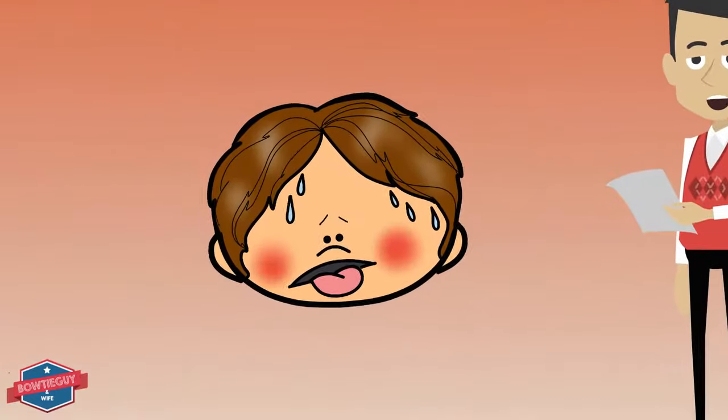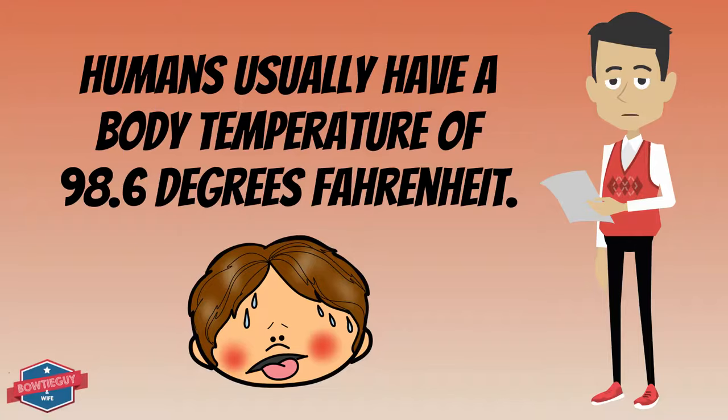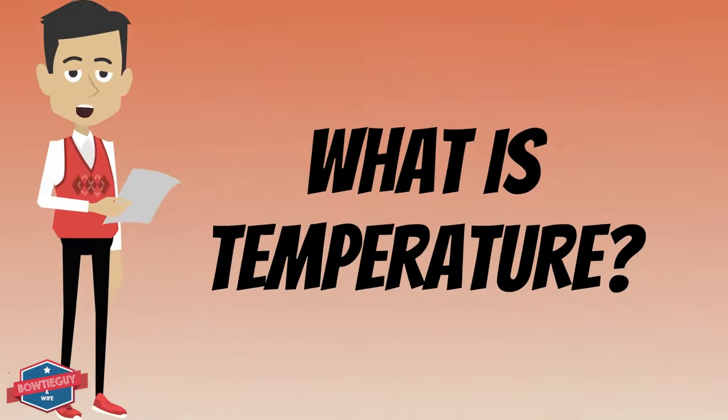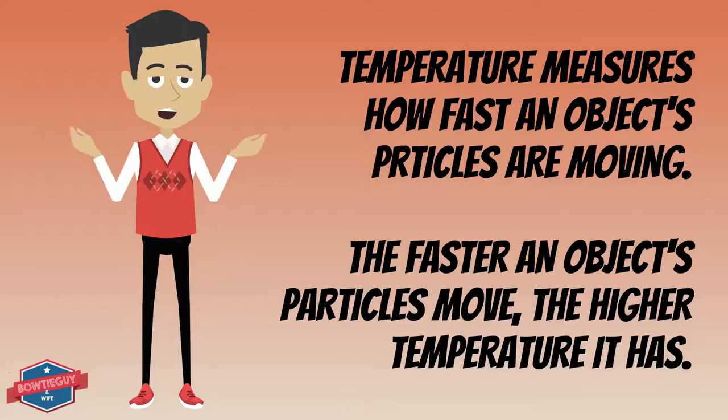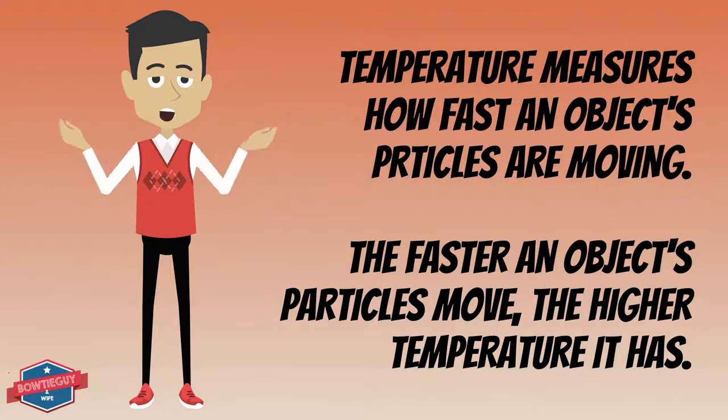Oh, see this poor guy? He seems to be suffering from a high temperature. Did you know that humans have a body temperature of 98.6 degrees Fahrenheit? What is temperature? Temperature is a measure of how fast an object's particles are moving. The faster an object's particles move, the higher its temperature is.